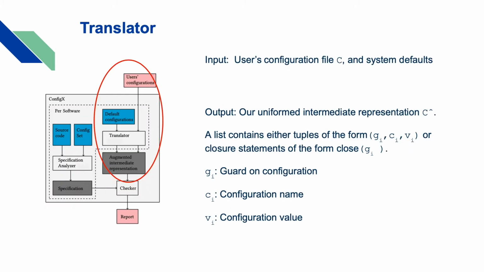First, the Translator. The Translator takes the user's configurations and system defaults and outputs a uniform intermediate representation consisting of tuples of the form GI-CI-VI or a special closure statement like close GI here. It is worth noticing that our translator takes different grammars of different configuration systems like Apache, MySQL, PostgreSQL, but it will be parsed into one uniform intermediate representation for us in ConfigX.